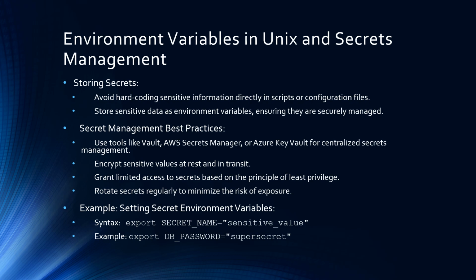Encryption at rest and in transit. Access control and audit logging. Automatic secret rotation. Integration with identity management systems. Version control for secrets. Let's look at a practical example of how this might work in a pipeline. 1. Store sensitive data in a secrets management tool. 2. During pipeline execution, retrieve secrets and set them as environment variables. 3. Use these variables in your application, but only for the duration of the pipeline run.